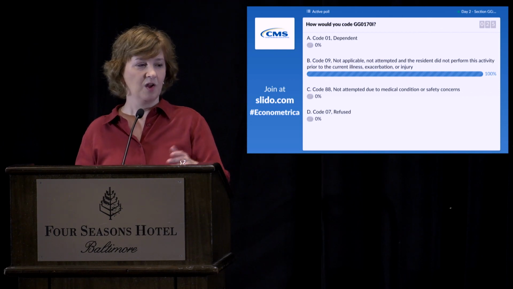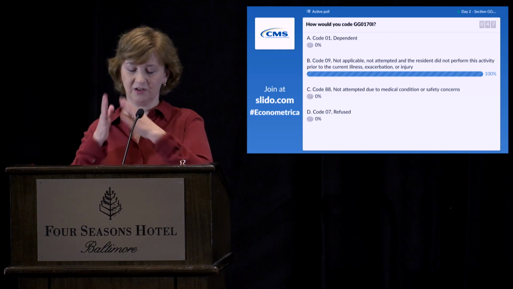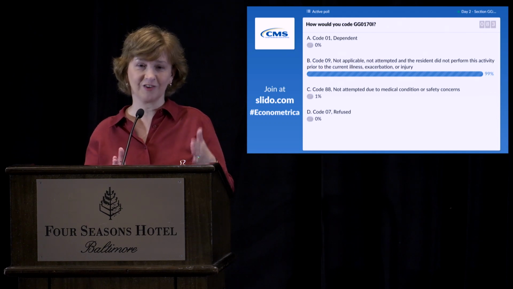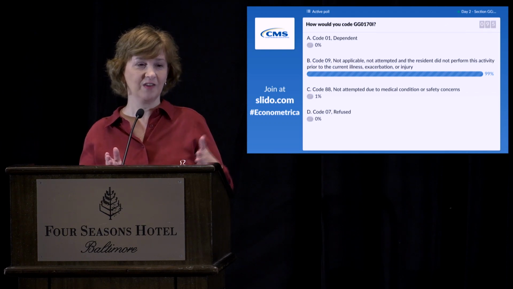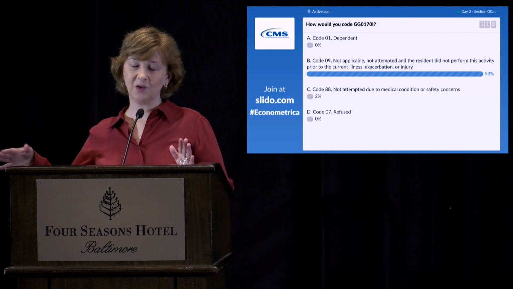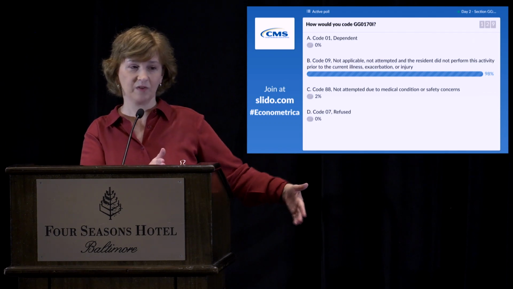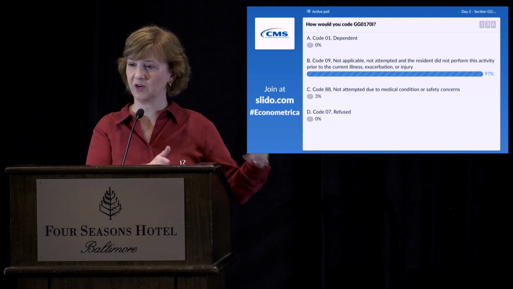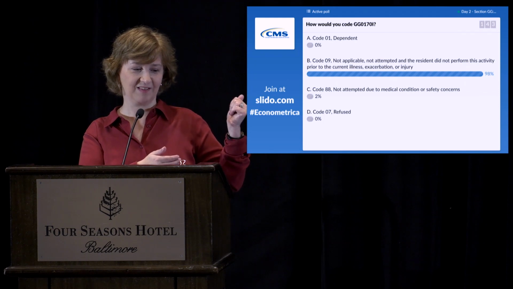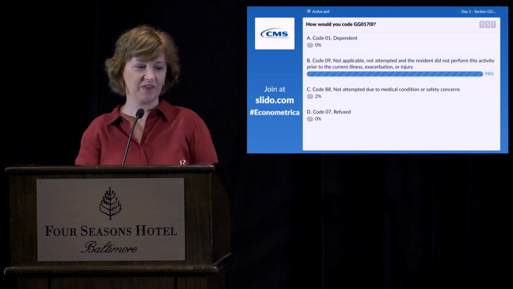Code 9 is used when the person does not perform the activity at the time of the assessment. So if it's admission, the person does not do it on admission, plus the person did not do it prior to the current illness, exacerbation, or injury. In this instance, this gentleman was not walking. He's been using a wheelchair for a long time. The goal is that he would use prostheses and be walking by discharge, but at this point, he's not walking, and he was not walking prior to the current illness, exacerbation, or injury. And that is the definition of Code 9. It looks like 98% of you did Code 9 in this instance, and I would agree with that.